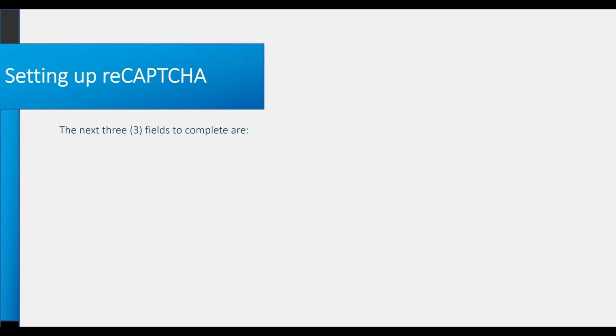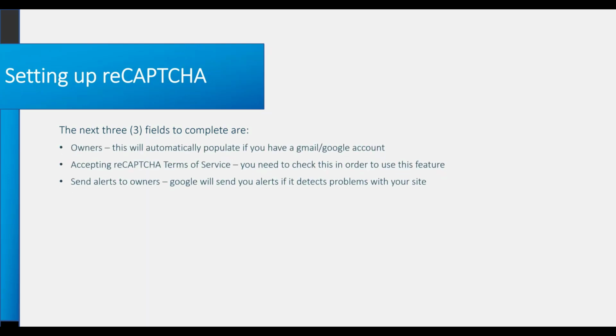All right, and moving on. So remember, there are 6 fields that we need to fill in. The next 3 are going to be your owners. So if you are already logged into your Google Analytics account, the email that you logged in with will automatically populate in there, so you don't have to worry about that. But if you want more individuals to own the reCAPTCHA key as well, you can add more emails and owners in there, and I'll show you how to do that here in just a second.